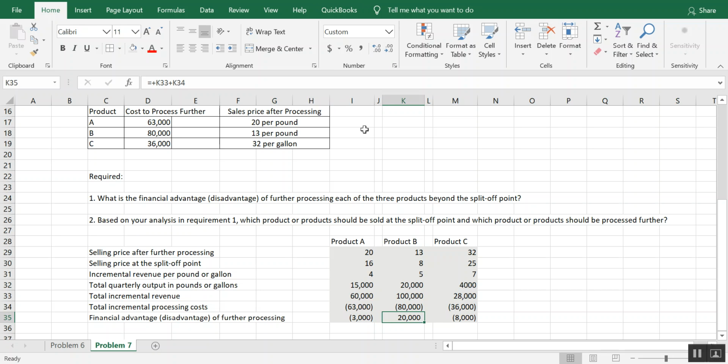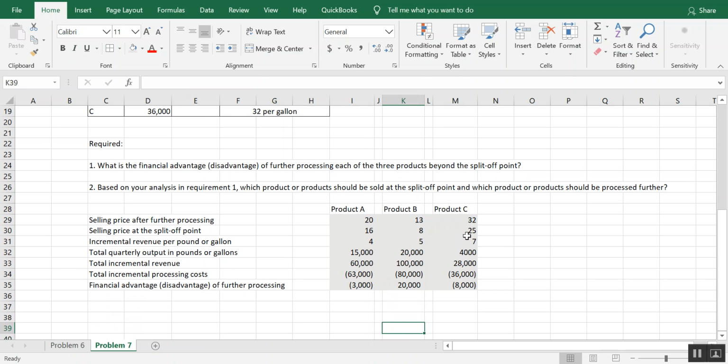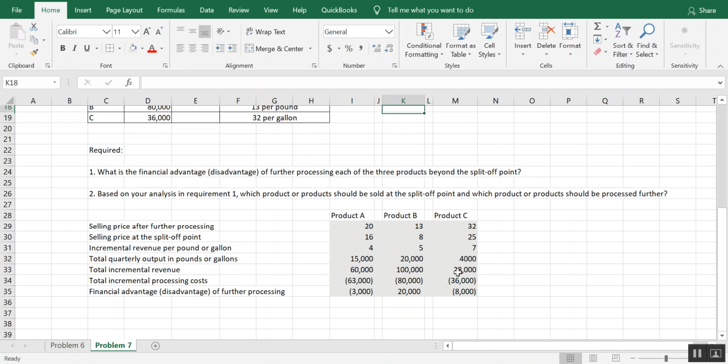So to answer this question, based on this analysis, which product should be sold at split off and which should be processed further? The only product here that should be processed more would be product B. Products A and C wouldn't pay. You'd lose money if you processed those further.